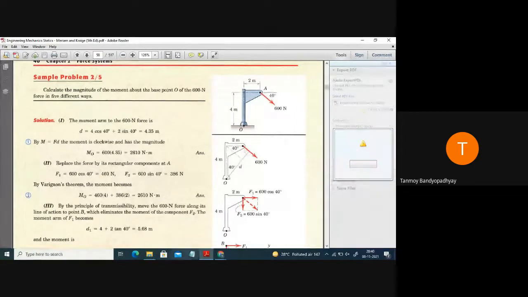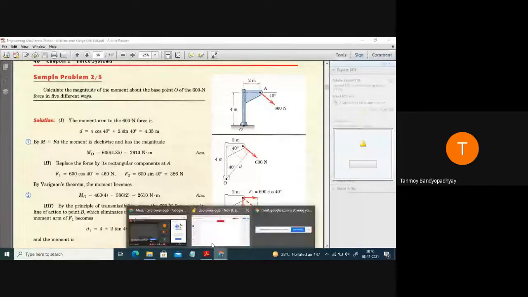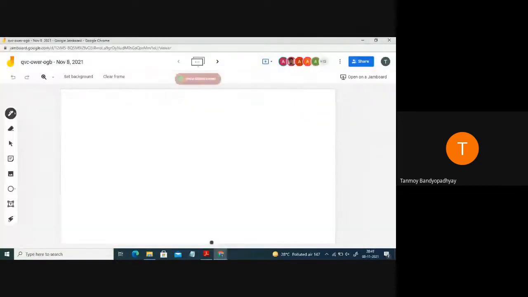For this problem you have to try it at your home. Last day we had a discussion on solving this problem, and just one thing was left out, so try this one at home. So this is the problem. A load of 600 Newton is applied here. So what you have to do?